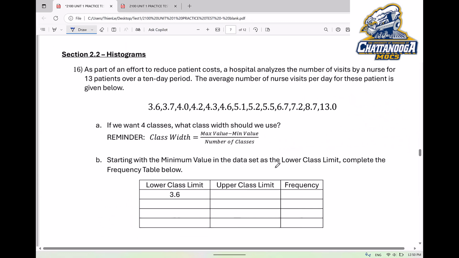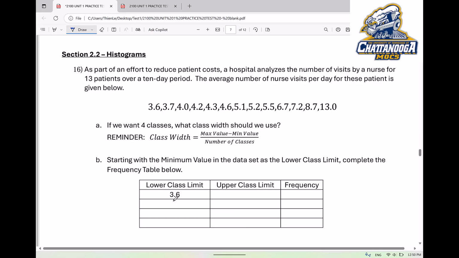Starting with the minimum value in the data set as the lower class limit, complete the frequency table below. So here, you can do the lower class, right? With the class width of 2.4, like here. So you just add up here 2.4, which makes 6, 2.4 makes 8.4, and 2.4, right? It makes 9. And from that, you can get also upper class limits, which you go down 1 unit, right? Here, 1 decimal from the lower bound of the next row, right?